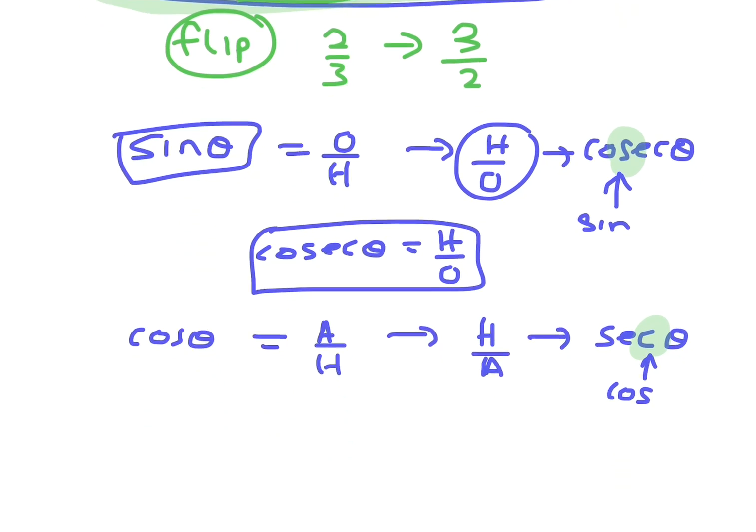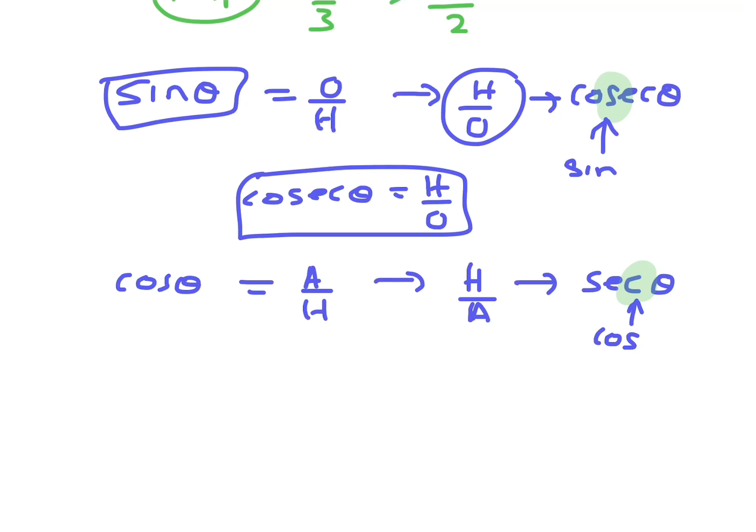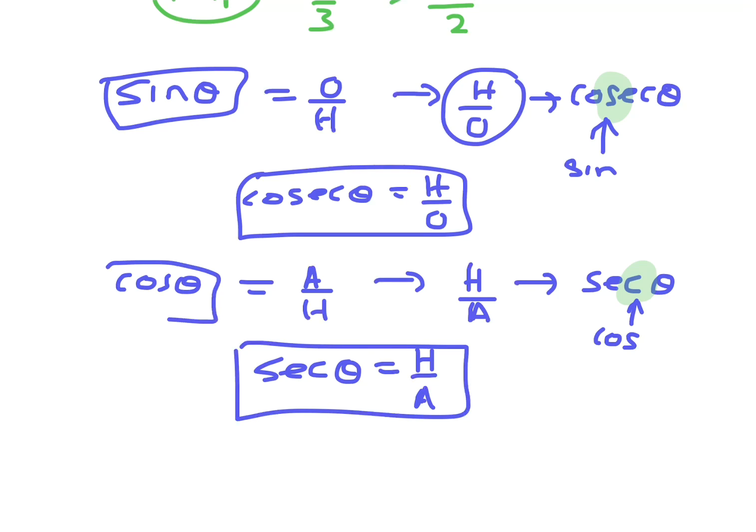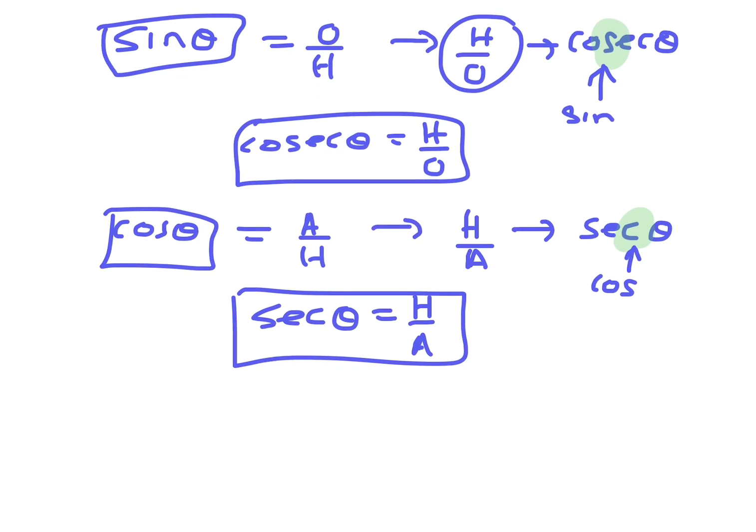So that means we've got sine, whose reciprocal is cosec, which is hypotenuse on opposite. Cos, whose reciprocal is sec theta, is hypotenuse on adjacent. So we call it the reciprocal of cos.